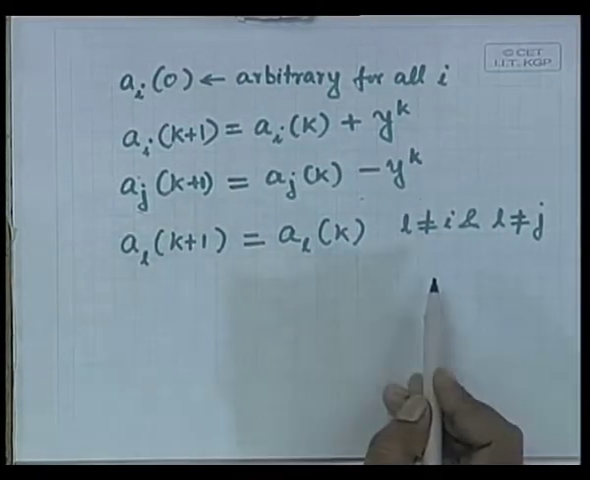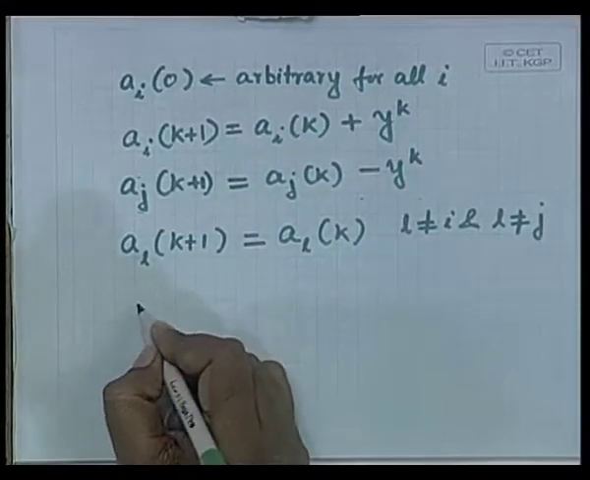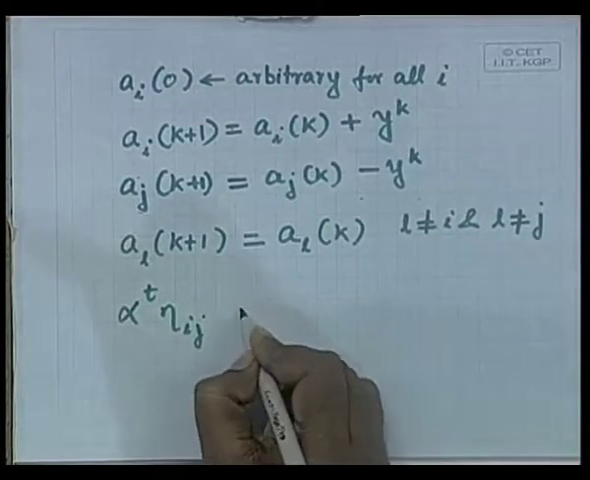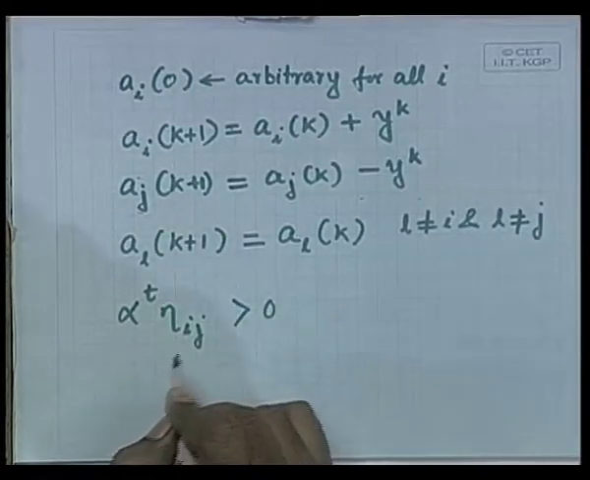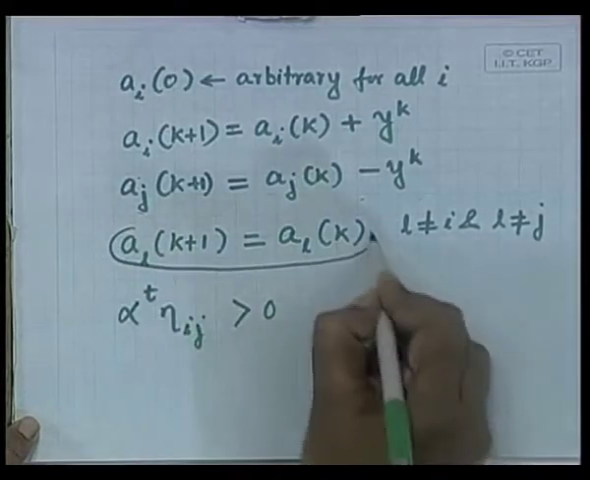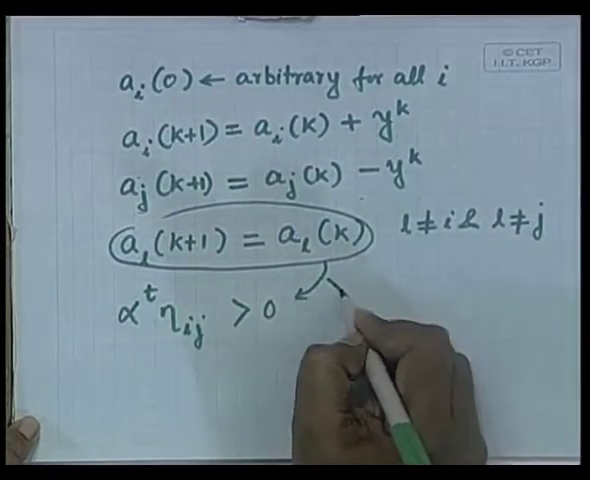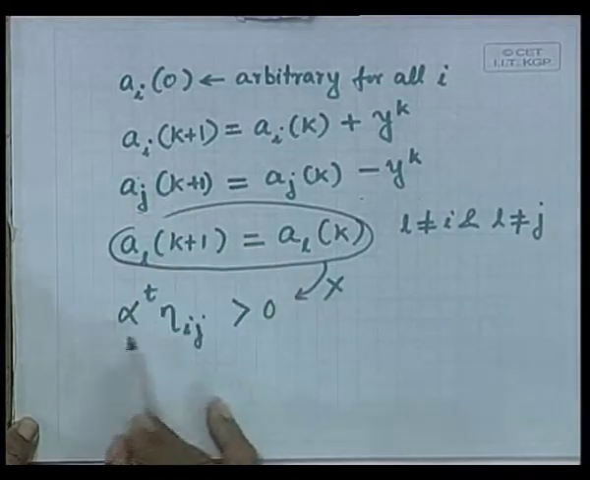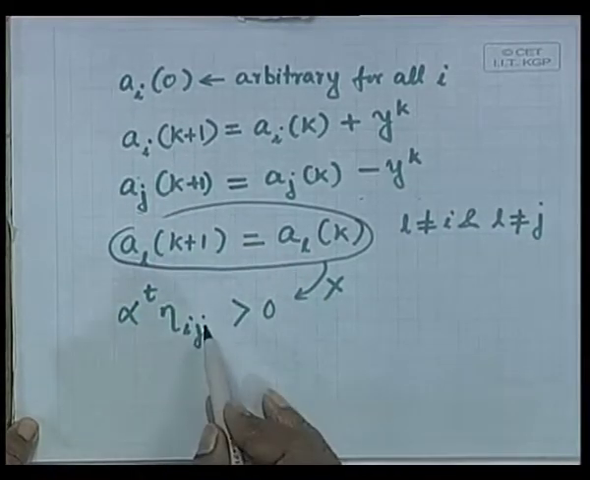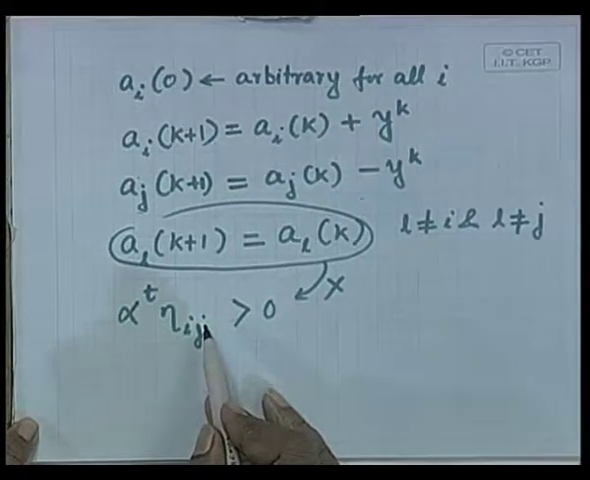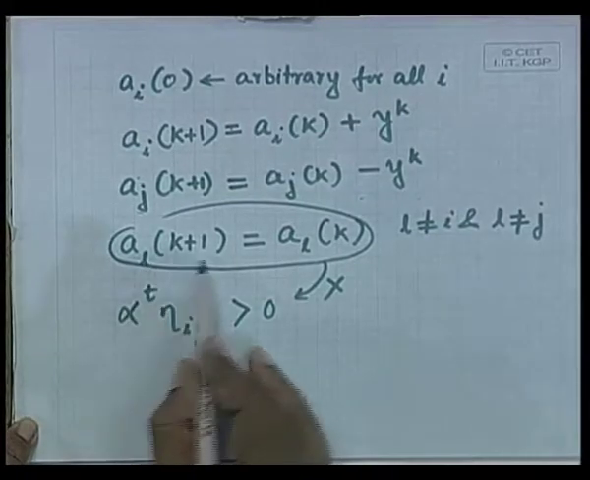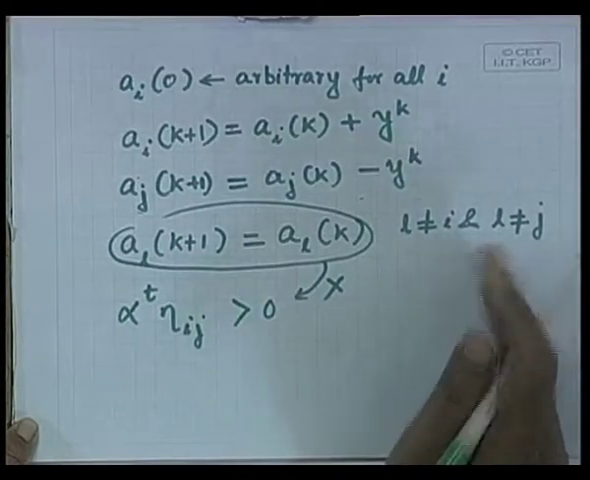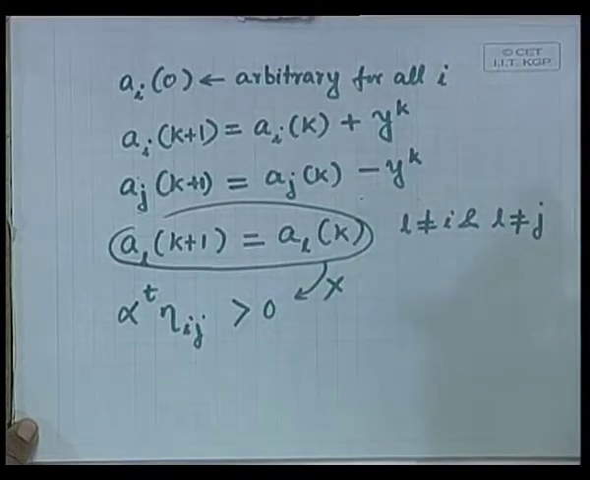not take part to tell us whether alpha transpose eta i j is greater than 0 or not. These weight vectors do not tell us anything about this. Only the weight vectors A i and A j decide whether this condition will be satisfied or not. Is that okay? So, we are keeping A l (k+1) equal to A l (k) for all values of l which is not equal to i and not equal to j.